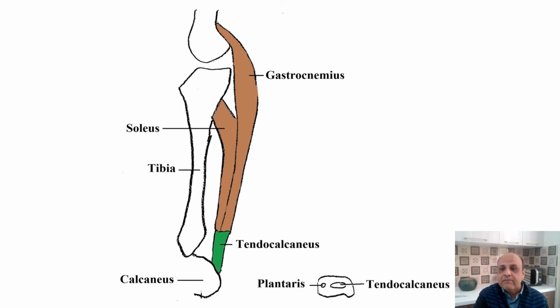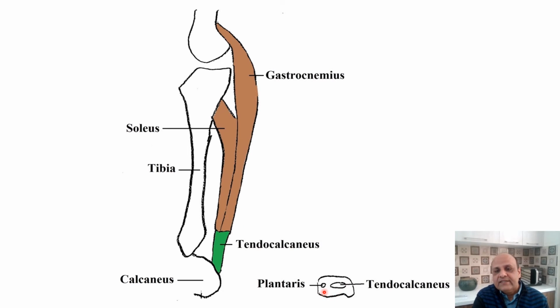Now when we study the muscles of the superficial compartment, the gastrocnemius unites with the soleus, and these two muscles combine, and the common tendon is called tendocalcaneus. This tendocalcaneus is inserted into the middle 1/3 of the posterior surface of the calcaneum, and together the two heads of gastrocnemius and soleus are referred to as triceps surae.